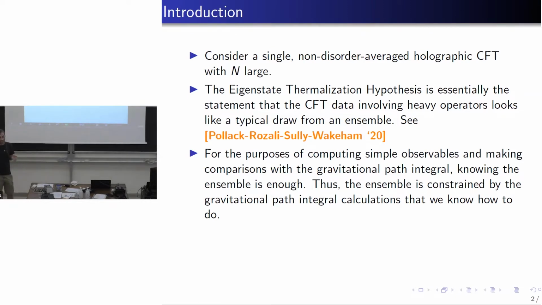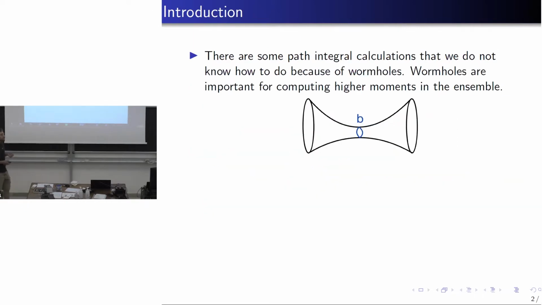With that said, our only tool really for figuring out what this coarse grained ensemble is is the gravitational path integral. So we think of this ETH ensemble as being constrained by the gravitational path integral calculations that we know how to do. Things get interesting because there are some gravitational path integral calculations that we do not know how to do. Namely, I have in mind particular calculations that involve wormholes.